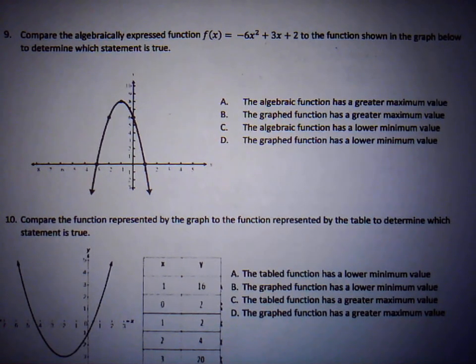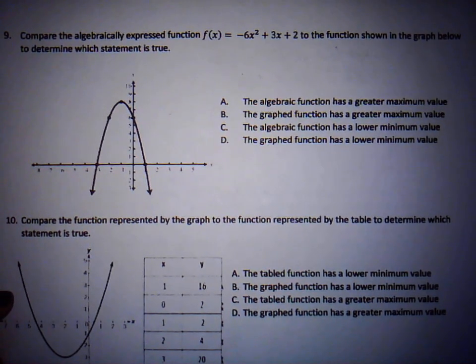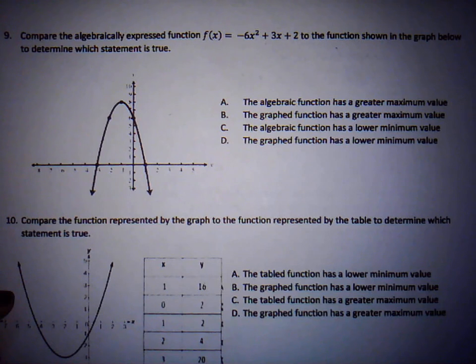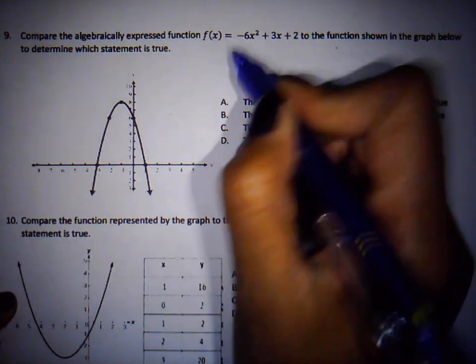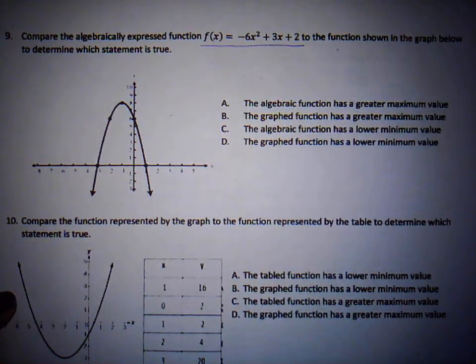All right, guys. Everything okay? All right, let's keep it moving. It says compare the algebraically expressed function. It's most imperative that you pay attention. Compare the algebraically expressed function, this one, f of x equals negative 6x squared plus 3x plus 2, to the function shown in the graph below.